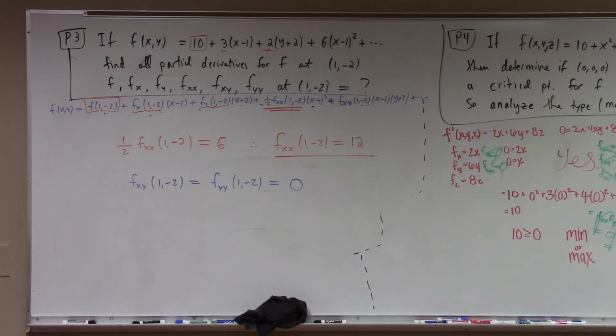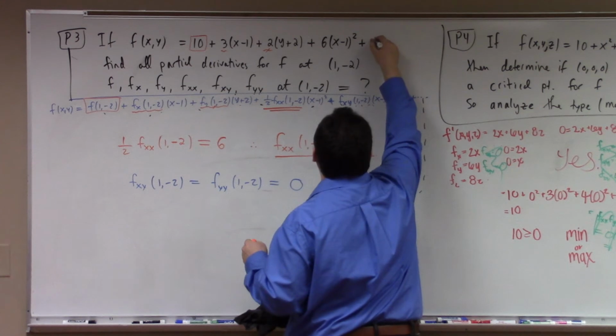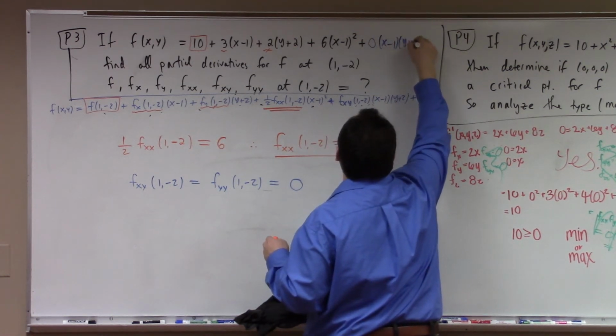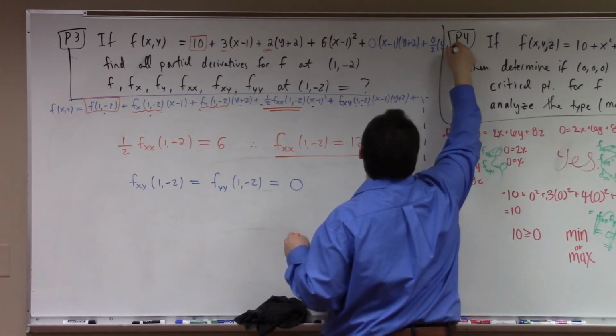Where would those terms be if they were in that equation? Sure. If there had been, well, they look like this at the moment, 0 times (x minus 1), fair question, (y plus 2), and then 0 over 2, (y plus 2) quantity squared.